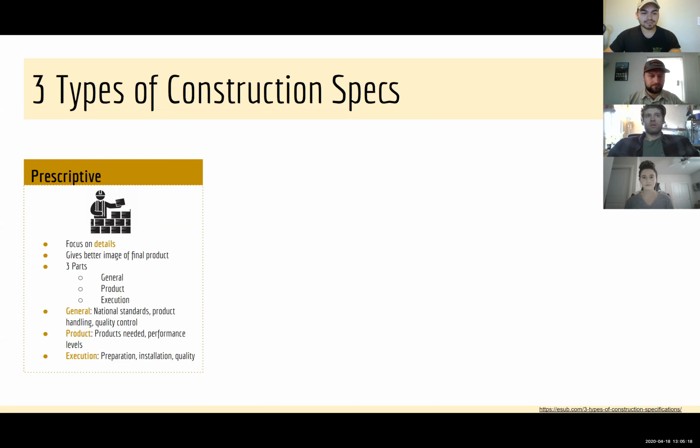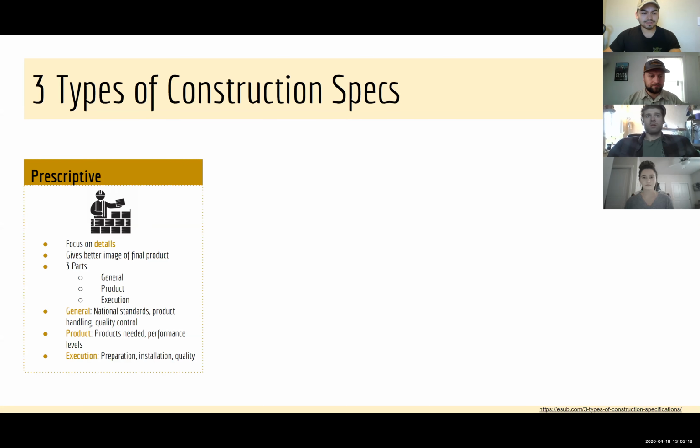The first one is general, focusing on national standards, product handling, and quality control. The second one for this part is product. So it focuses on what products are needed and the performance level of those products. And then there's execution, which deals with preparation, installation, and quality.